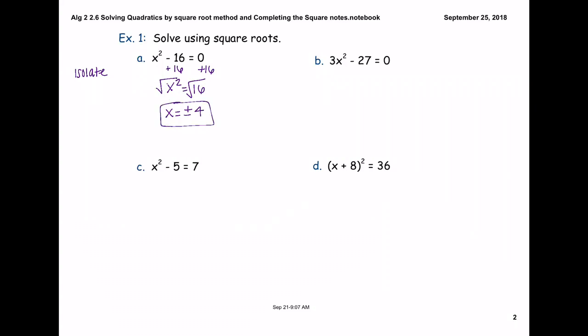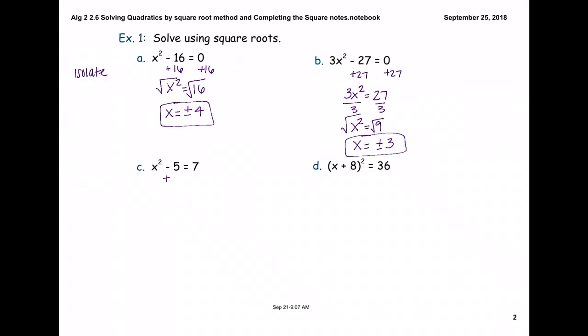When we look at example B, to isolate our squared term, we first need to add 27 to both sides of our equation because it's the inverse of a negative. The inverse of multiplying by 3 is dividing by 3. So we have x squared is equal to 9. The inverse of squaring something is square rooting it. So we get x is equal to plus or minus 3.